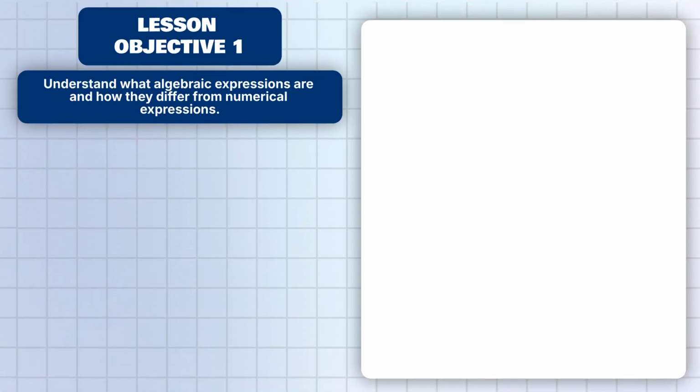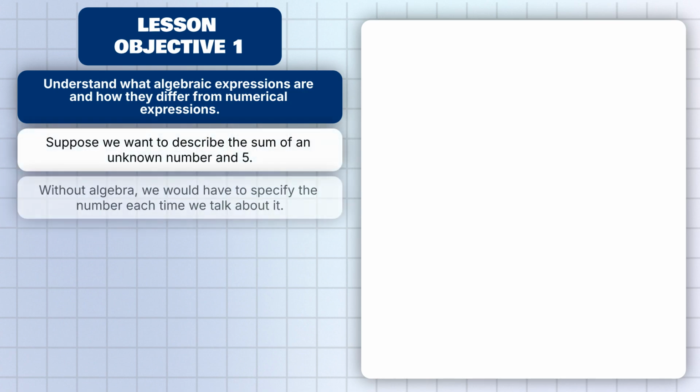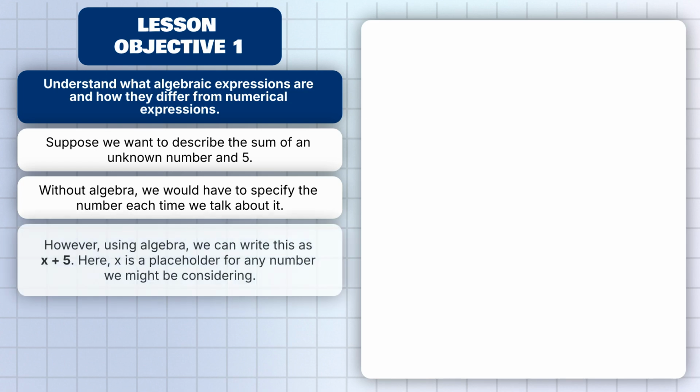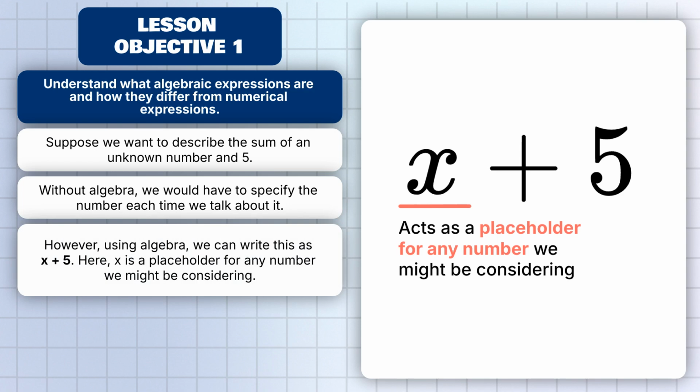Let's start by considering a simple arithmetic problem. Suppose we want to describe the sum of an unknown number and 5. Without algebra, we would have to specify the number each time we talk about it. However, using algebra, we can write this as x plus 5. Here, x is a placeholder for any number we might be considering. To talk about arithmetic and algebra in a general manner, we need more vocabulary and notation. So by the end of this lesson, you'll be comfortable with new terms and notations that will make algebra much easier to navigate. Let's go ahead and jump into the lesson.